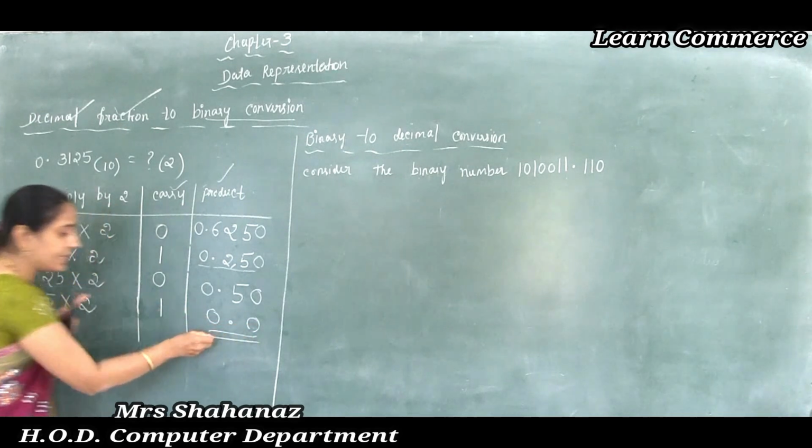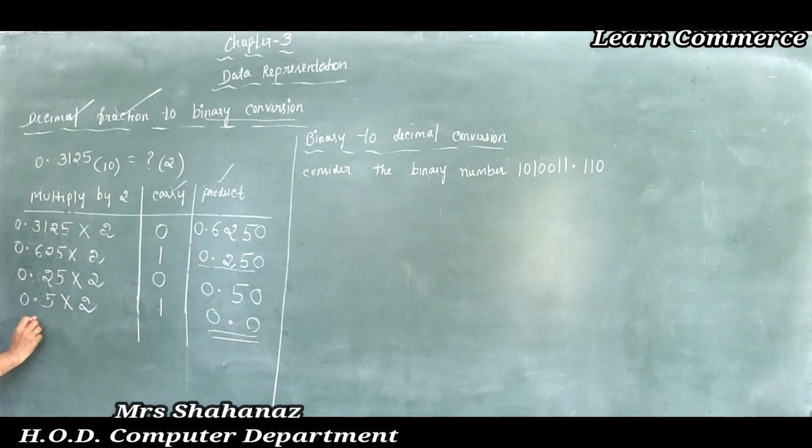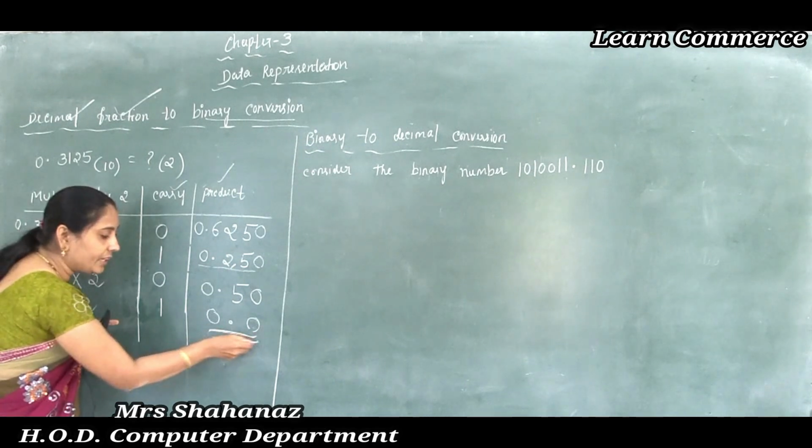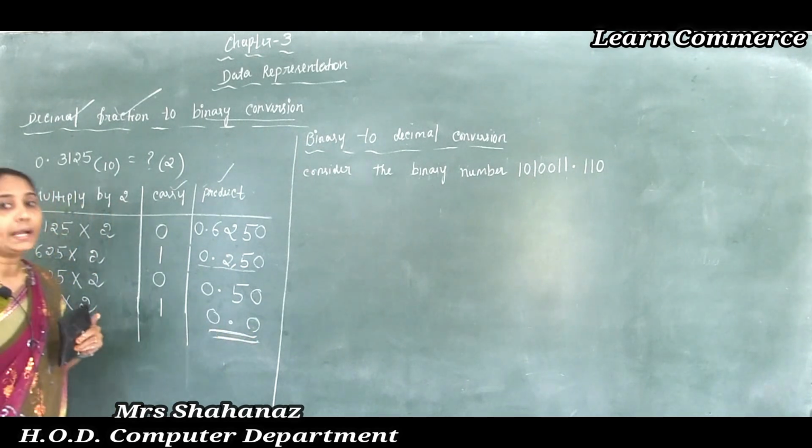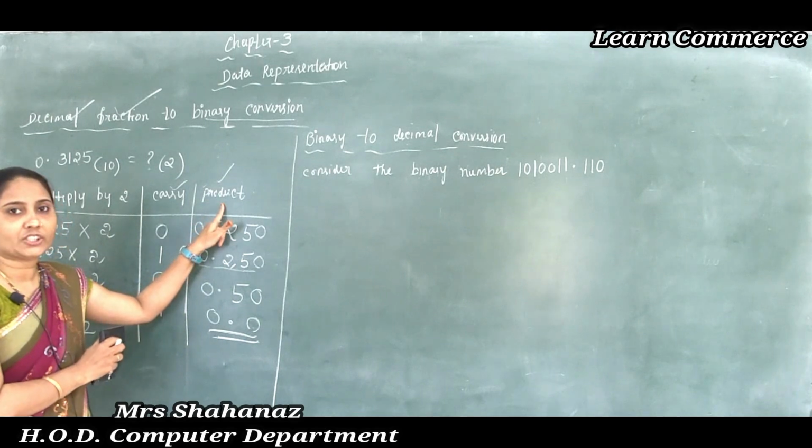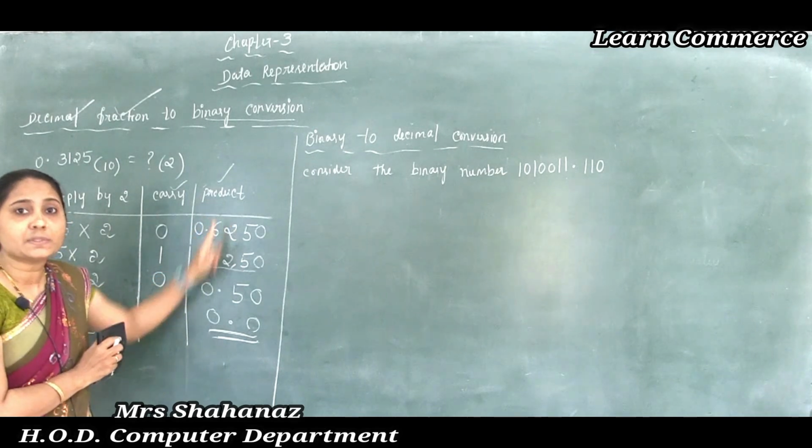Now later, is it possible to do the multiplication by 2? 0.0 into 2, is it possible? As we know, when you are going to multiply by 2 by taking the result of the product column, it is 0.0. That means here we need to make the multiplication until the fractional product becomes 0.